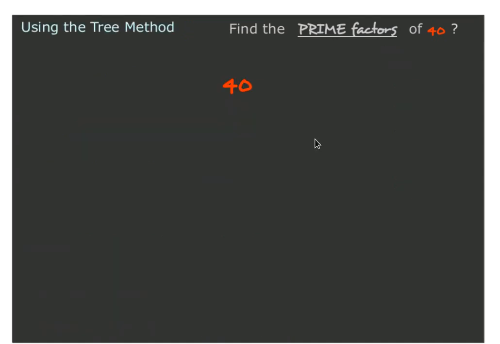Right. Now I want to teach you another method to do this, because this leads on to the next thing that we're going to be doing. I want you to use the tree method of finding it. Now that we understand how this works, we understand we're only going to use prime numbers. Let's look at the tree method. Let's take 40 again.